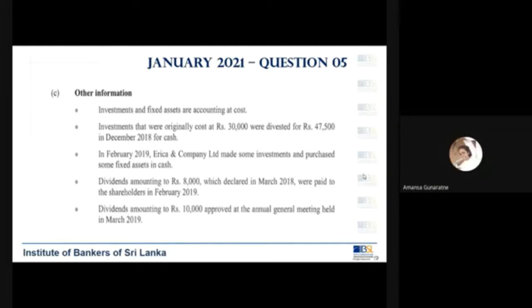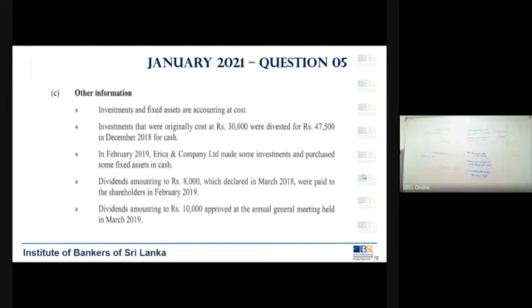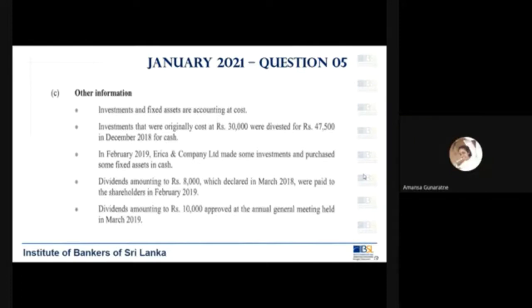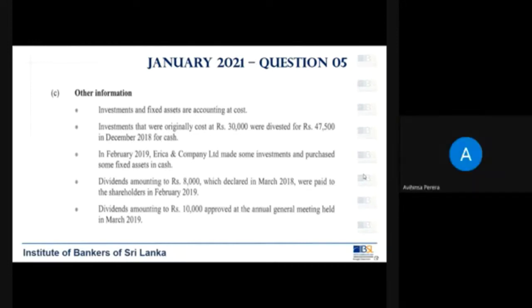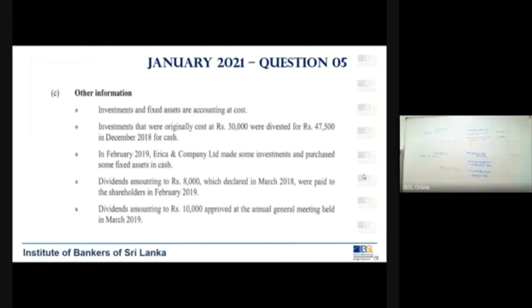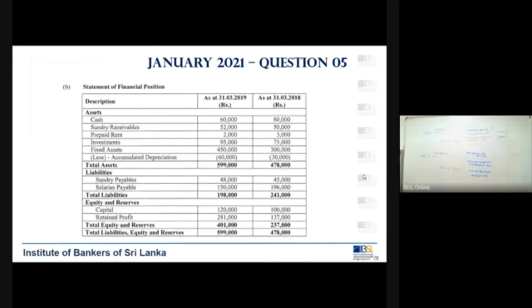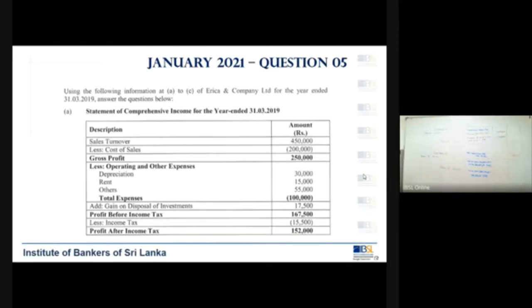A profit. How much? 15,000. How come 15,000? You have originally had it for 30,000. Now you are selling it for 47,500. So how much is the profit? 17,500. So do you see that 17,500 somewhere?